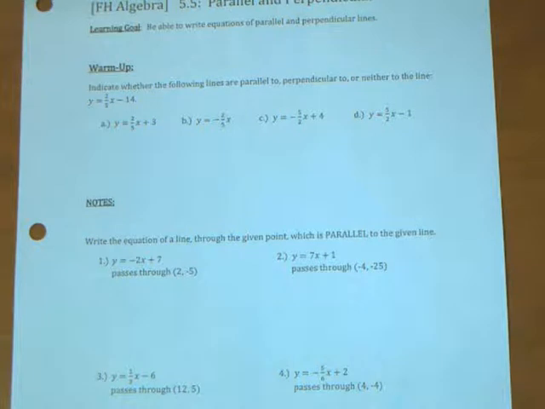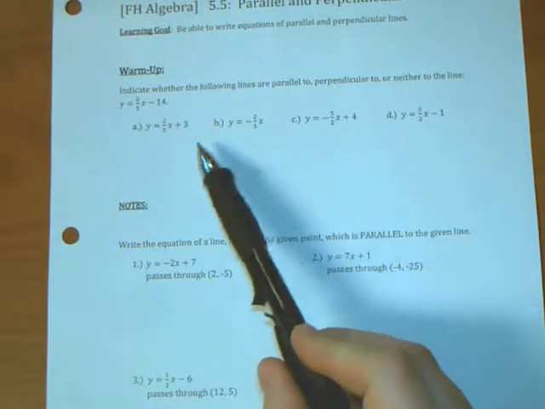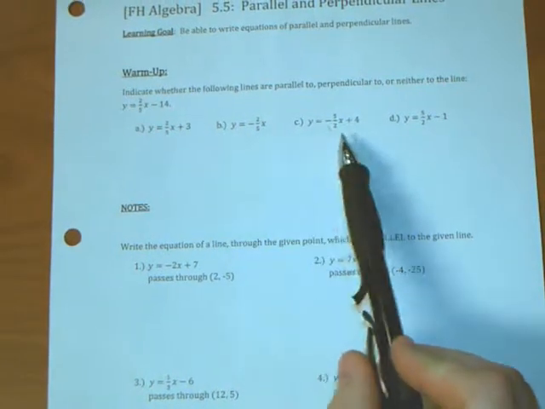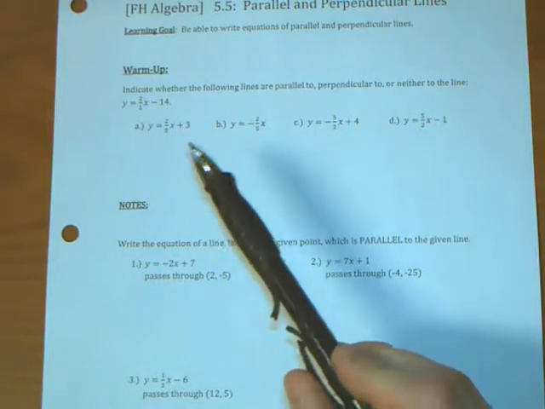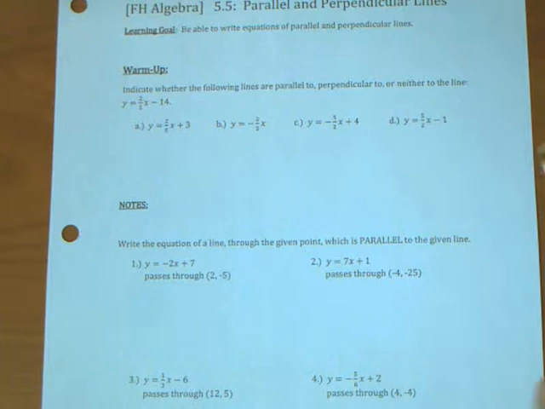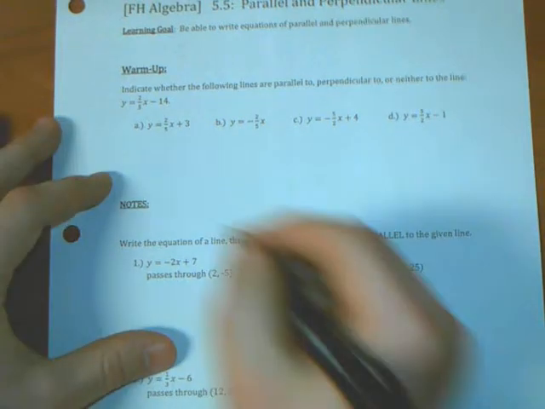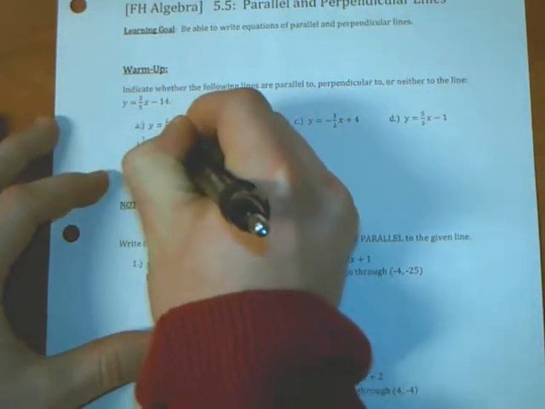So let's just run through the warm up really fast. We need to tell whether lines A, B, C, and D are parallel or perpendicular to the line y equals 2/5 x minus 14. So is A parallel, perpendicular, or neither? Parallel. How do you know? Same slope. Yeah. Parallel because they have the same slope.